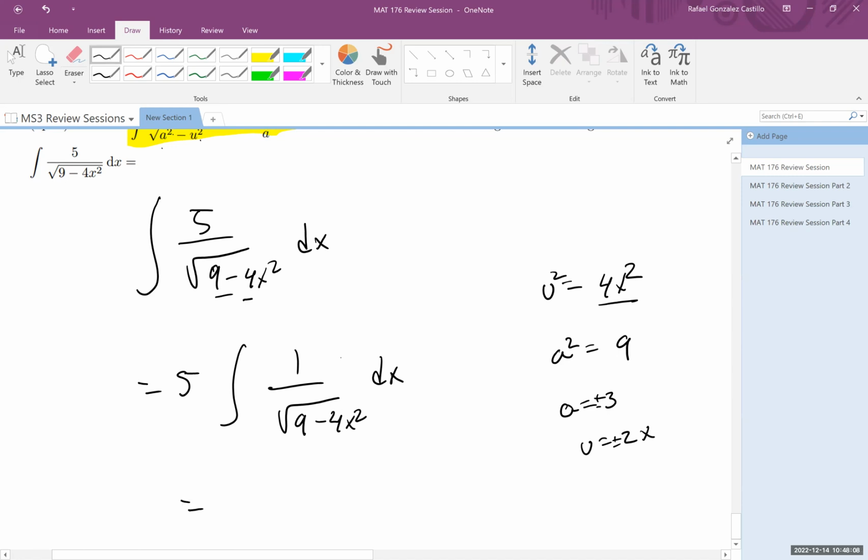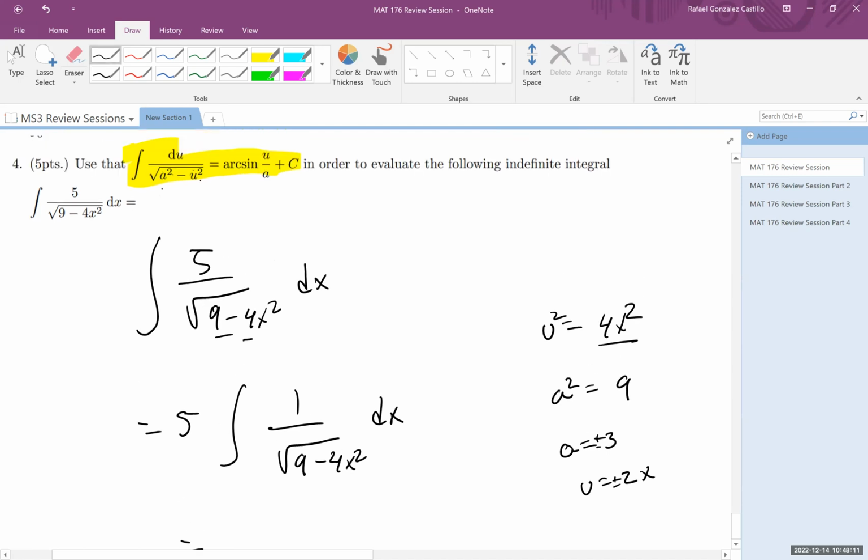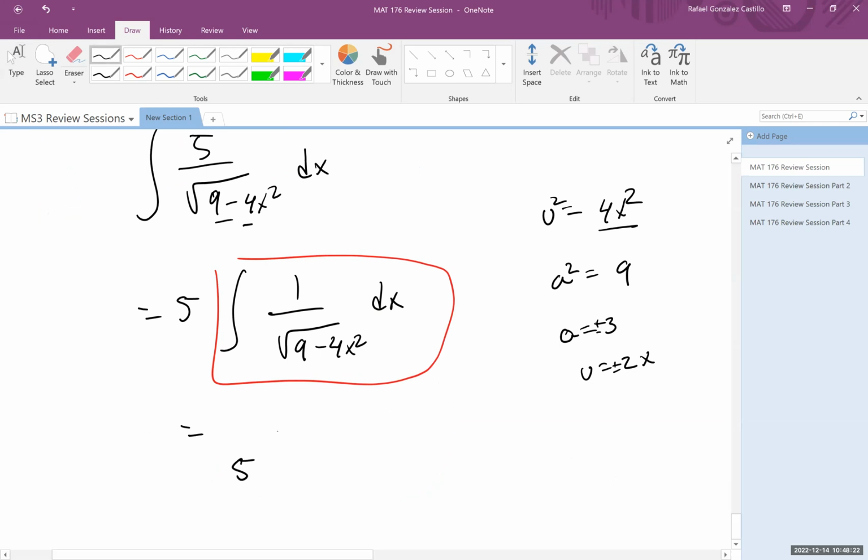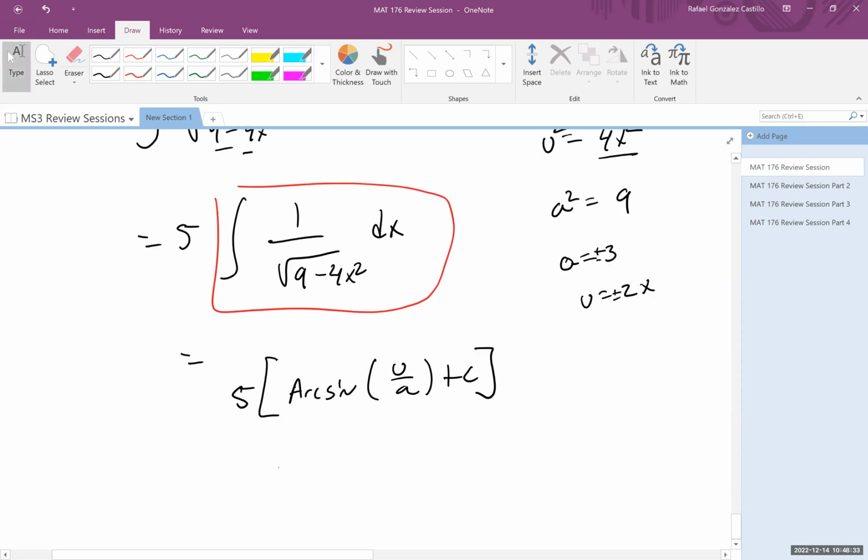So now we actually know what this integral turns into. This whole integral that I have here on this side will turn into arcsine of u over a plus c. So we have 5 times arcsine of u over a plus c. But now we know what u and a are. u is 2x, a is 3. So we get 5 times arcsine of 2x over 3 plus c.